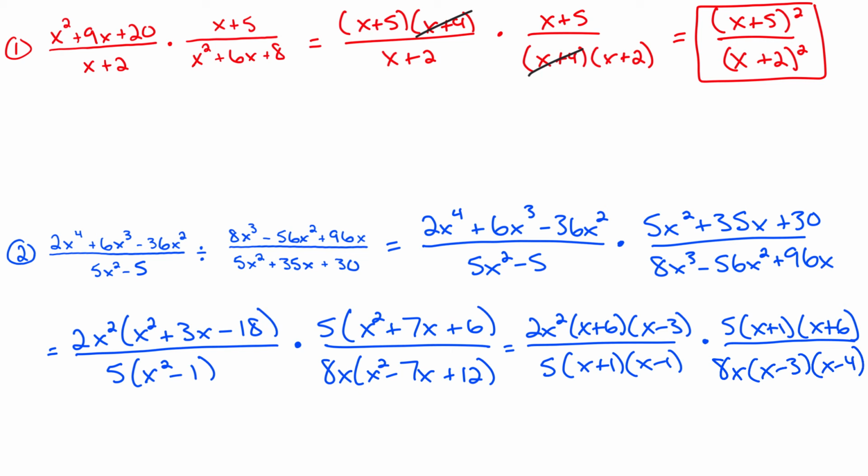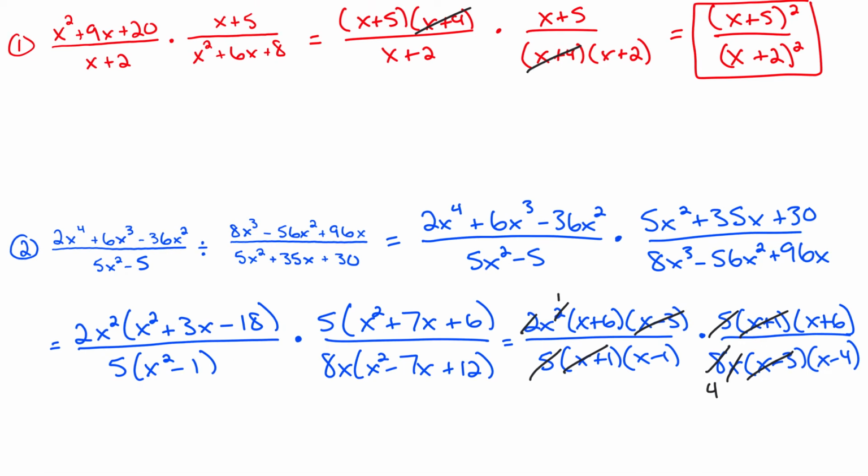Now we get to do the fun part, which is eliminating stuff that's the same on top and bottom. I have a 5 and a 5. They eliminate. I have an x plus 1 and an x plus 1. They eliminate. I have an x minus 3 and an x minus 3. They eliminate. I have this x, and it'll eliminate with one of the two x's. This 2 will eliminate with the 8 and turn it into a 4. I think that's everything. I have an x plus 6 doubled up on top.